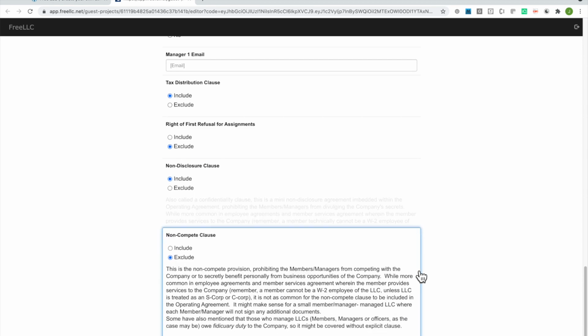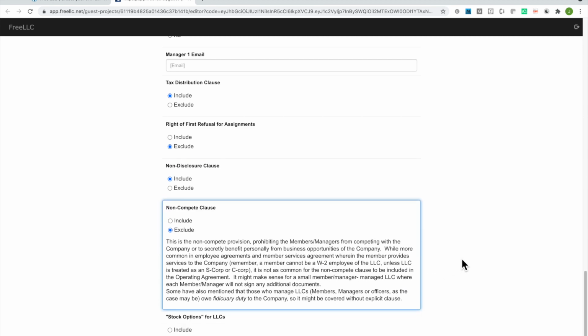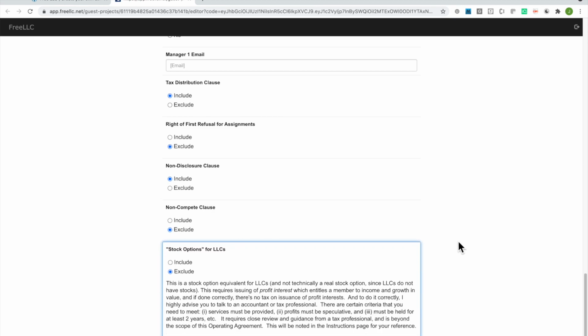Anyway, moving on. Next parts are non-disclosure and non-compete clauses. They are pretty self-explanatory. You can read about them in the help section. Some people swear by them, but I don't always see them. It's much more common in employment agreements and service agreements with an entity that's not an employee. But if you're not going to have those kinds of agreements in place with the members or the managers or officers or whatnot, it might be a good idea to have them in here.